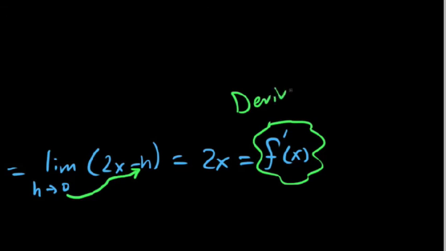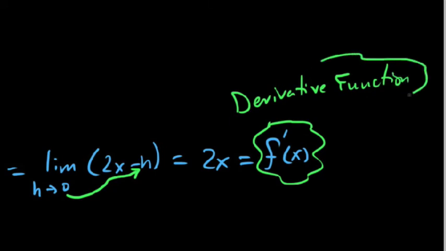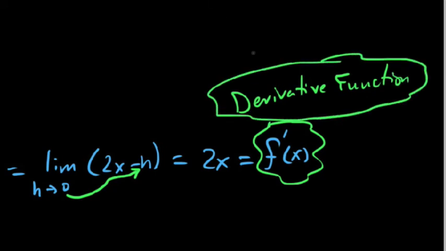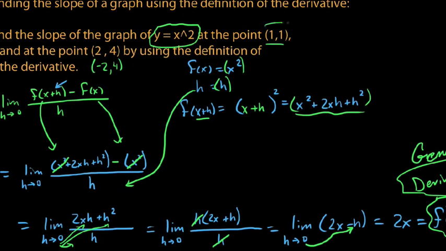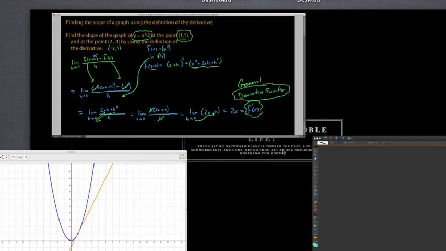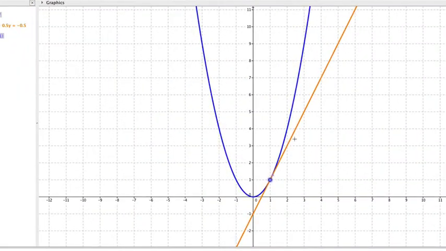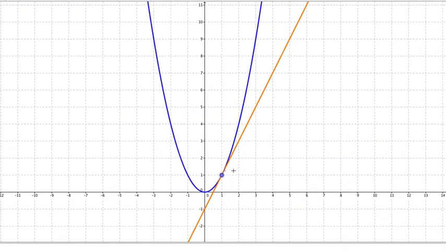And f prime of x is the derivative function. Now here's what I want you to realize. The derivative function, first of all, is very general. It says, you give me an x value, I'll tell you the slope of your original graph at that x value. So let's recall from up top here. We wanted to find the slope of the graph at the point (1, 1). And of course, we drew in this tangent line, drew in the graph, and we said the slope of this line looks to me to be about rise 2, run 1.